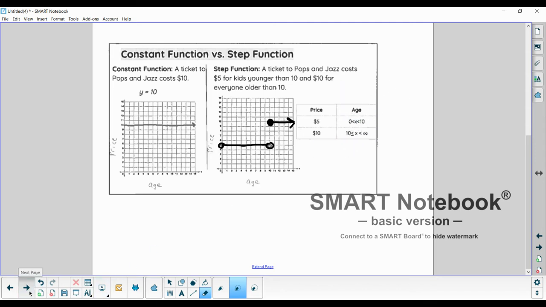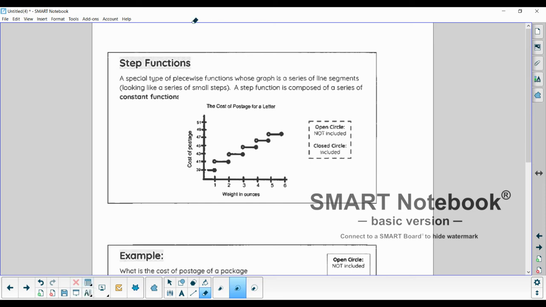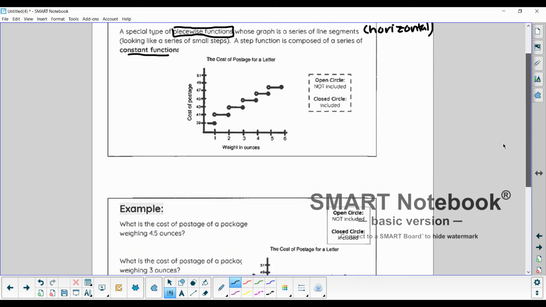So let's look more at a step function. It's a special type of piecewise function. You're going to learn a lot more about piecewise functions later, but just know this is a special type of piecewise function whose graph is a series of line segments. Specifically, they're going to be horizontal, and it's composed of constant functions. So again, horizontal lines. When you look at a graph, the open circle means don't include it. The closed circle means do include it.